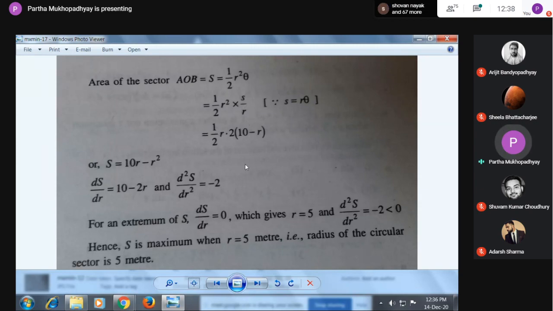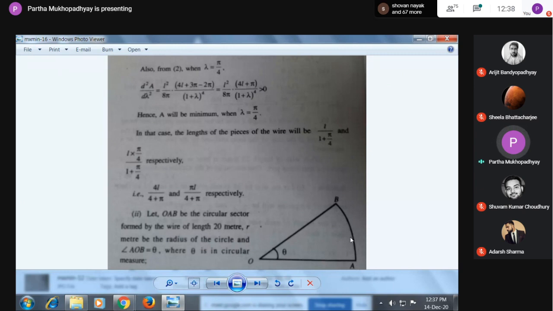Now, can you tell what is s? S means the length of this circular part. What will be the length of this thing? Anyone? What should be the length of this AB from the given data? Can you find?